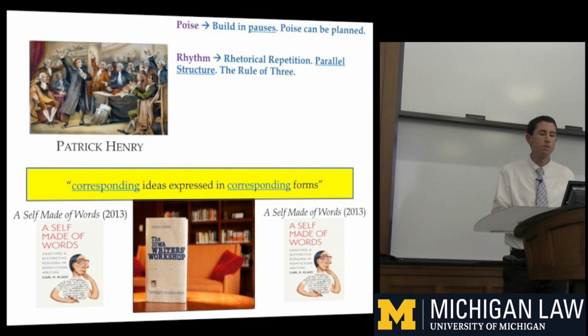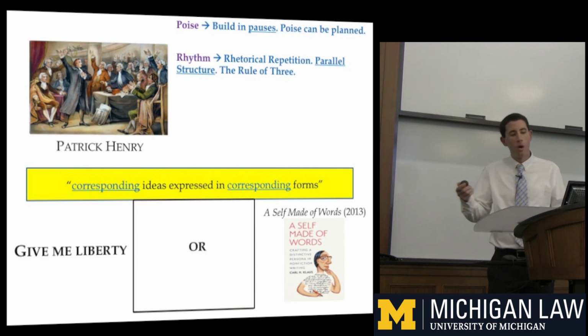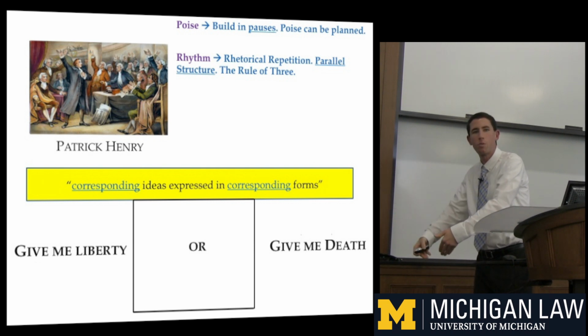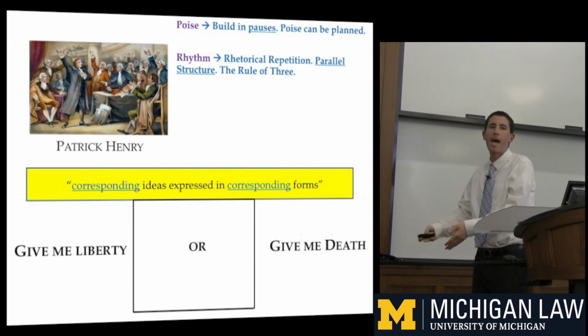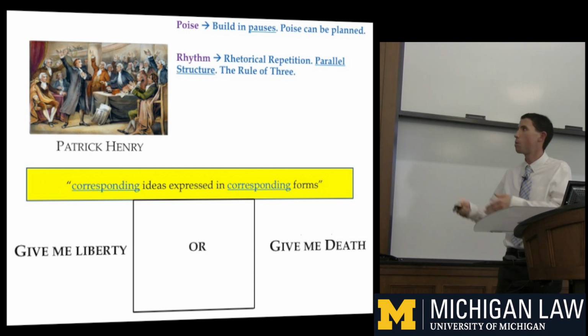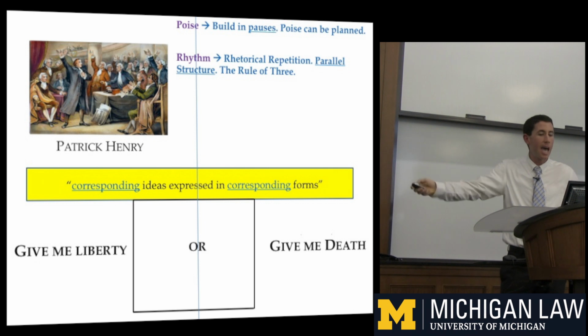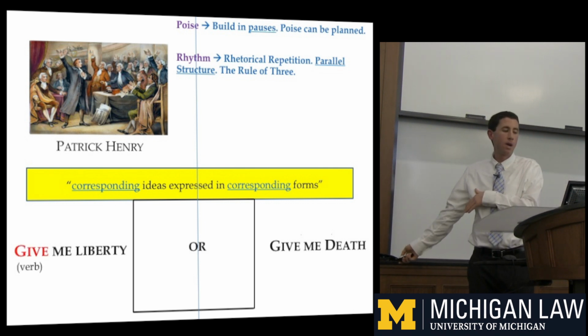So the beginning was what? Give me liberty. Or? Give me death. Right? And just by saying those first words, you could feel the pattern coming with the second words. And we said what we want to do is divide the sentence in half. So on one side, we have a verb. On the other side, we have a verb.